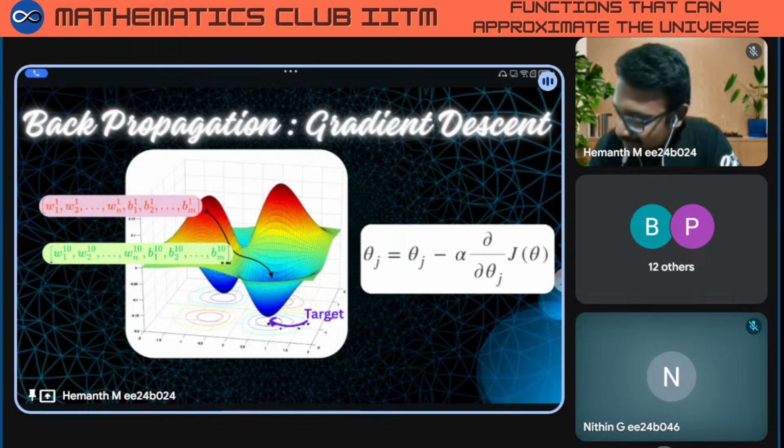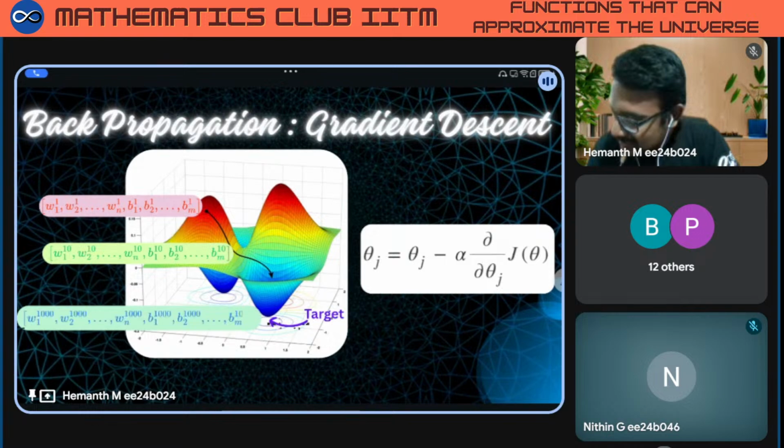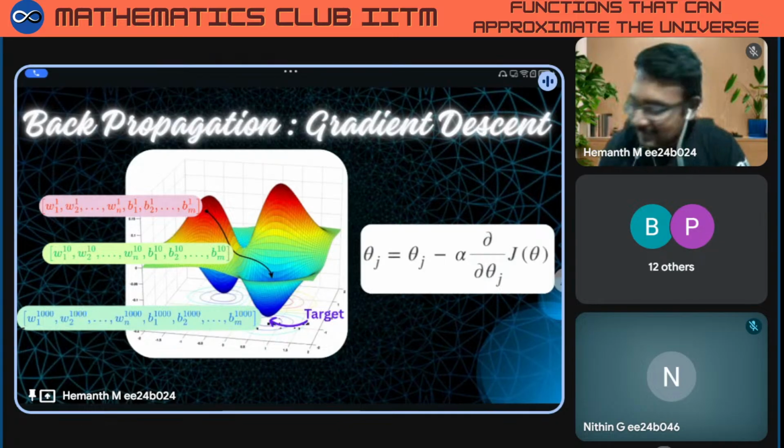Say after some 10 iterations we reach some point here, and eventually after say some 1000 iterations we come somewhere very close to the minima. After that point we can stop the training process and say that this particular model is the best one, because it has the least loss of all that I've trained till now.